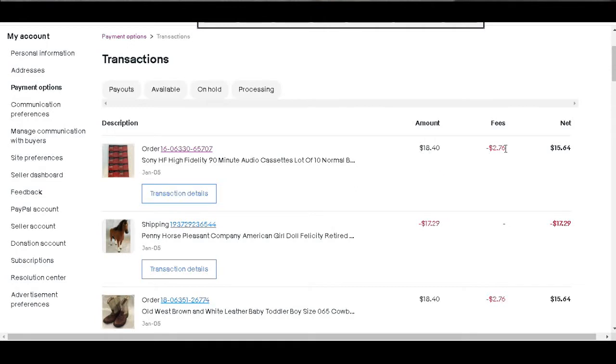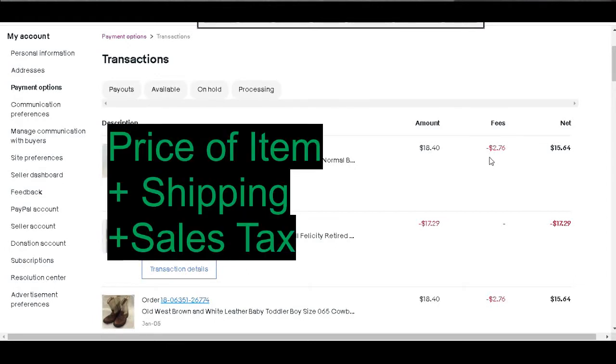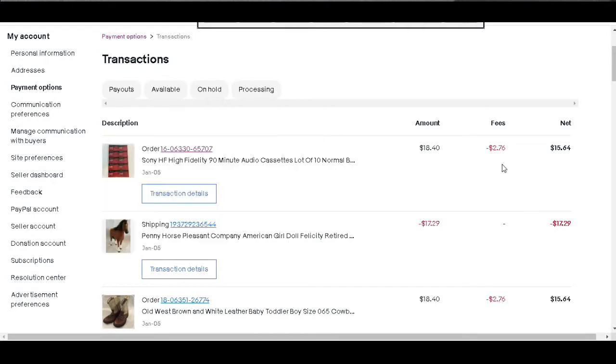However, this fee does include that sales tax because the fee is 12.35% plus 30 cents, and that is taken off the total of the price of the item, what it sold for, plus the shipping, plus the sales tax. So where can I go and find the amount that includes the sales tax? Well, underneath this picture here, there's transaction details. I'm going to click on that.